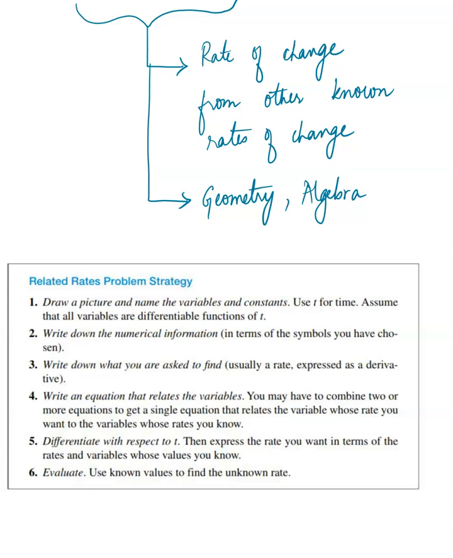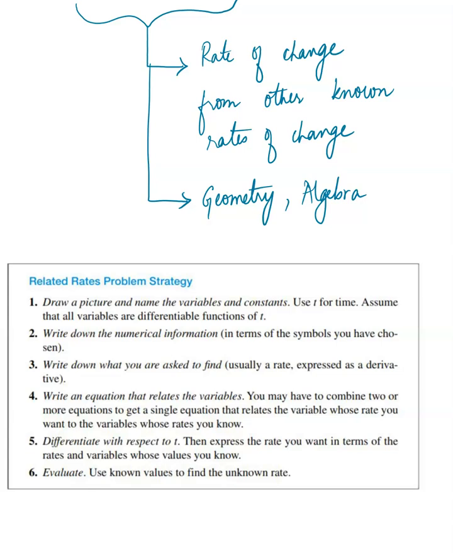Next, you write down the numerical information and of course convert it to the symbols. Like for instance, if they say the rate of change of area with respect to diameter is this, and they give that in words, you want to change it to symbols like dA over dd, like in one of the problems we did previously, so that you now have this information in the symbolic form. Third, write down what you're asked to find, and you try to express it as a derivative, because that's usually what is asked in this section, related rates.